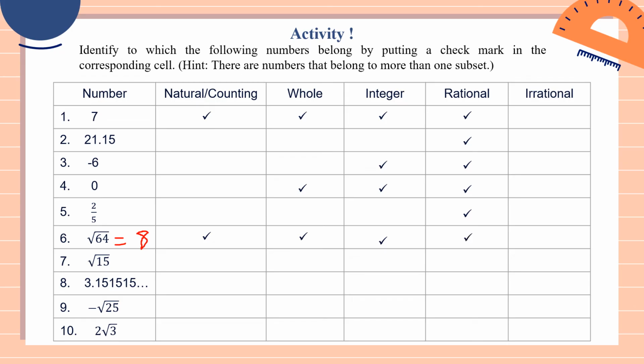Alright, so number 7, the square root of 15. Is 15 a perfect square? Nope, 15 is not a perfect square. That's automatic. It will be an irrational number.